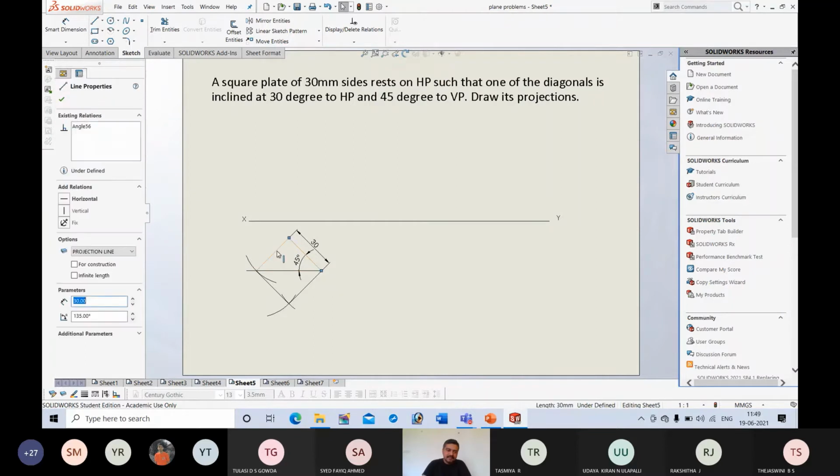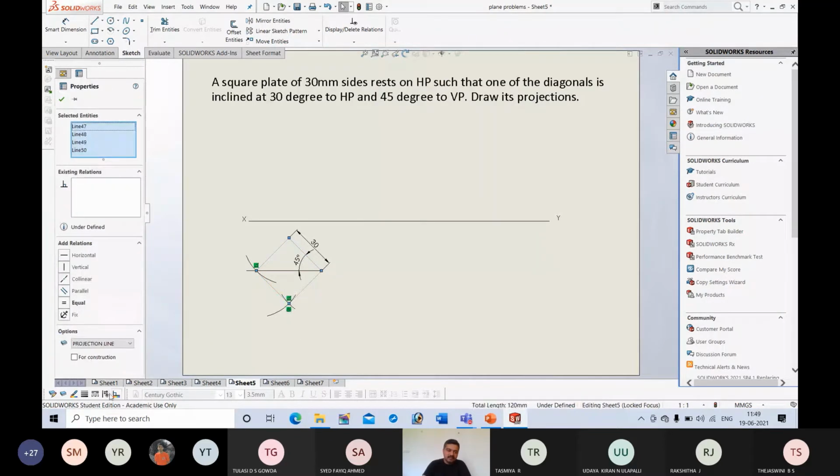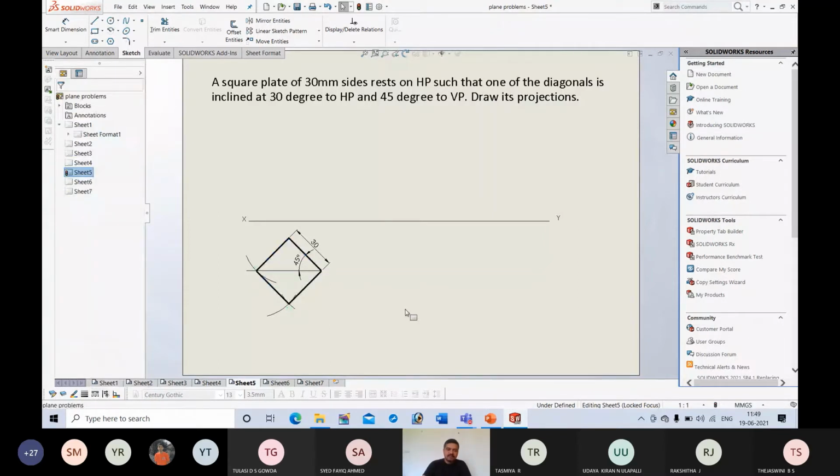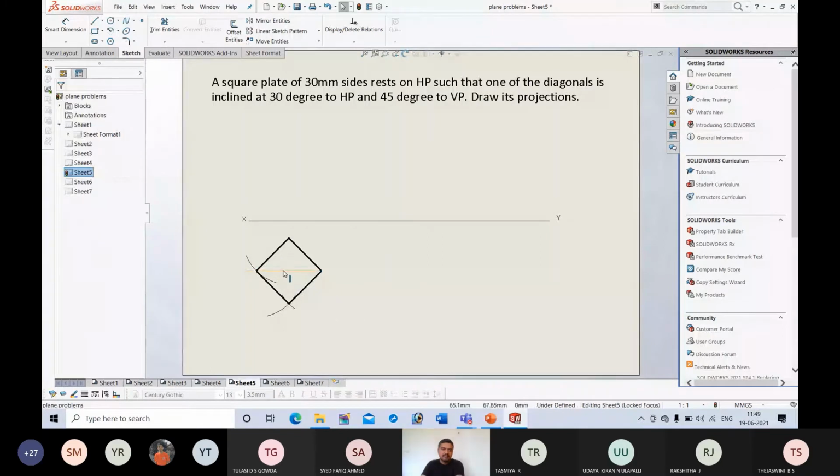Next, I will make the sides thick. Only these 4 lines should be thick. The remaining are all construction lines. Next, I will delete this. I drew them only because they are required for construction. So you can draw them as thin lines and you can retain them, no problem. But as construction lines, very thin lines.